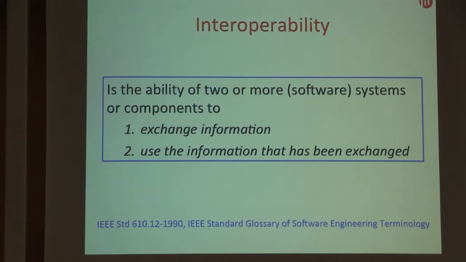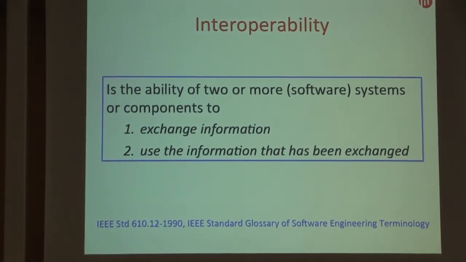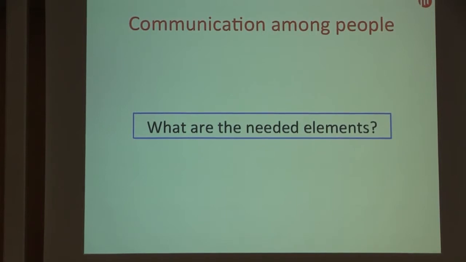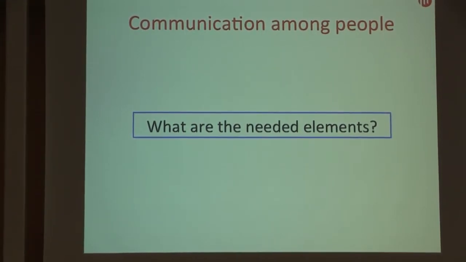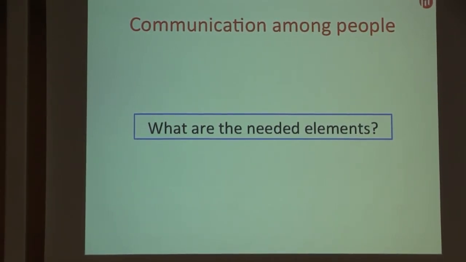Let's see what interoperability is then. There are many definitions of interoperability, and this word is used in different fields, but here we mean the ability of two or more systems or components to exchange information and to make use of the information they exchanged. Then, what are the needed elements for a communication? We can think about a similar communication among people. So now I want you to help me to identify what are the elements that we need in order to communicate among people. Can you try to guess what we need to communicate?